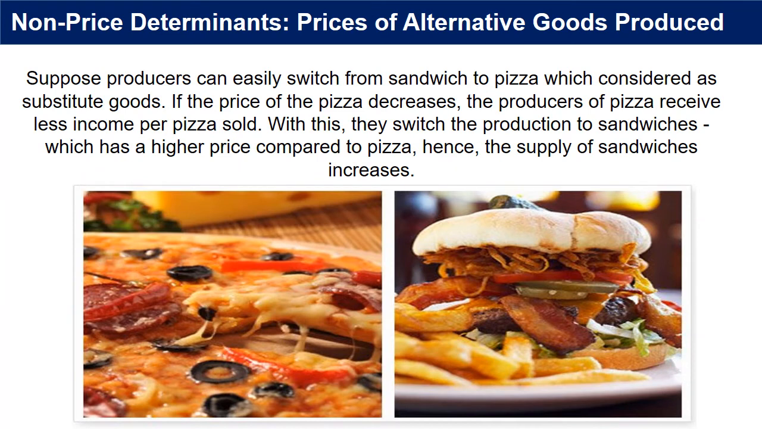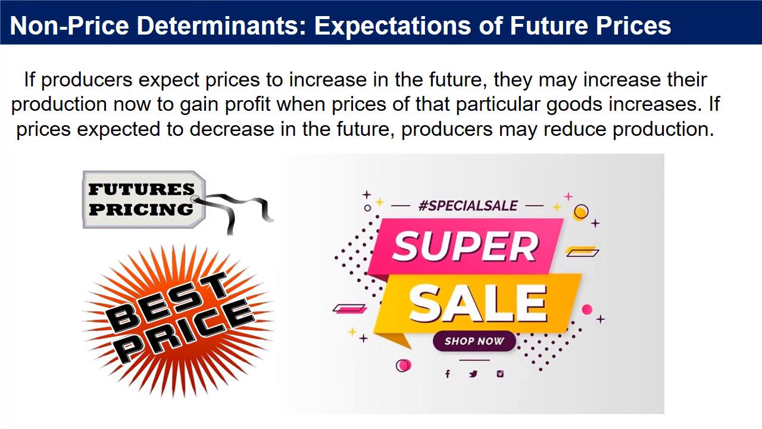Suppose producers can easily switch from sandwich to pizza, which are considered substitute goods. If the price of the pizza decreases, the producers of pizza receive less income per pizza sold. With this, they switch the production to sandwiches, which have a higher price compared to pizza, hence, the supply of sandwiches increases. If producers expect prices to increase in the future, they may increase their production now to gain profit when prices of that particular goods increase. If price is expected to decrease in the future, producers may reduce production.